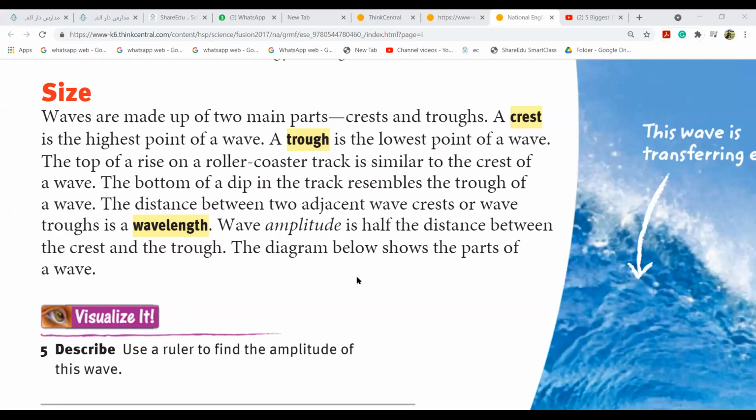Wave amplitude is half the distance between the crest and the trough. When you come down from crest to trough, it is half the distance. For example, the crest is up, the trough is down. So half the distance is called the wave amplitude. The diagram shows the parts below. We'll see how the diagram shows us.